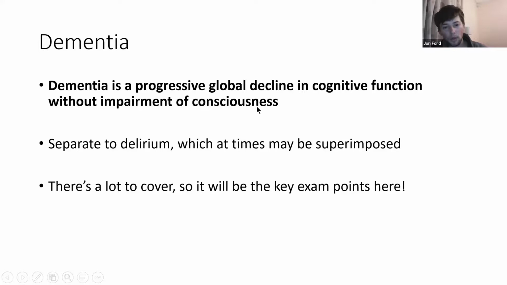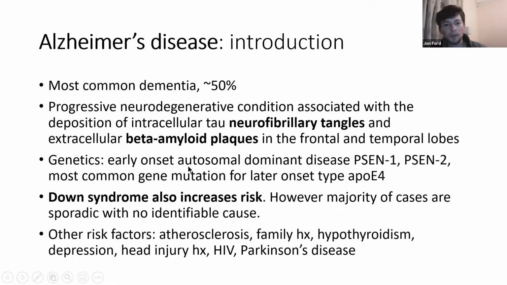That bit's important because delirium, which is something that it often gets confused with, and is more acute, tends to have impairment of consciousness. And often somebody who has dementia will be more at risk of having delirium, so it can get very messy. So as I say, I'll try and cover the key stuff. So it's the most common dementia, Alzheimer's. Always good to say what you're talking about.